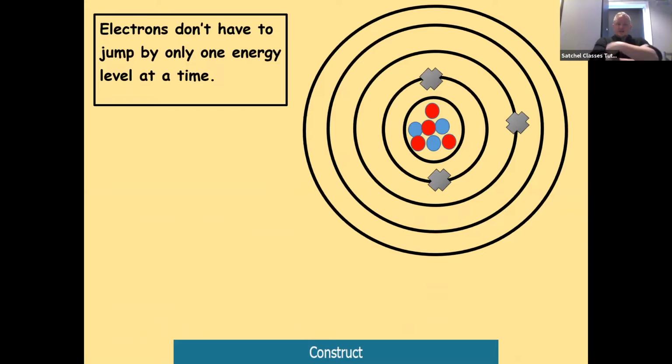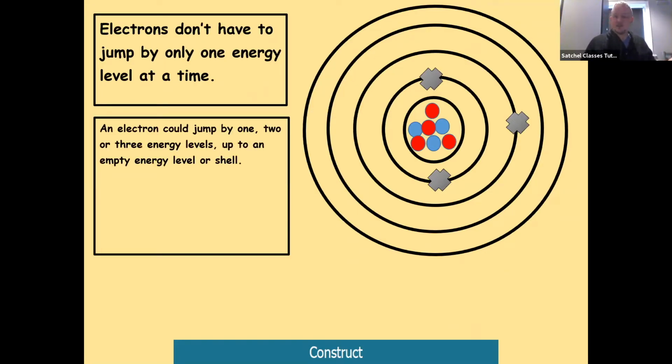The other thing is electrons don't have to jump by only one energy level at a time. Now, the interesting thing about this is that Bohr said that electrons couldn't exist between energy levels. So they can only excite or de-excite if they emit or absorb energy at specific wavelength and frequencies. But if they do obtain enough, then they don't just have to jump one energy level. They could jump by 1, they could jump by 2, or they could jump by 3 energy levels, up to an empty energy level or shell.